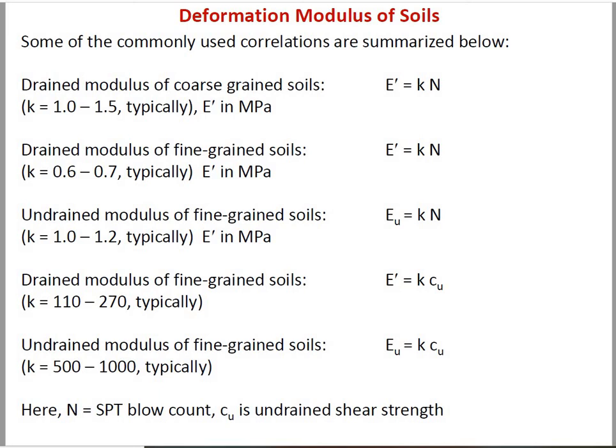So for the drained modulus, it is E dash equal to K into Cu, where Cu is the undrained shear strength, and K ranges from 110 to 270. Similarly, the undrained modulus of fine grain soils is Eu equal to K into Cu. Again, Cu is the undrained shear strength and K ranges from 500 to 1000. So these equations you can use for field applications where you need to find the vertical or the lateral deformation of the soils.